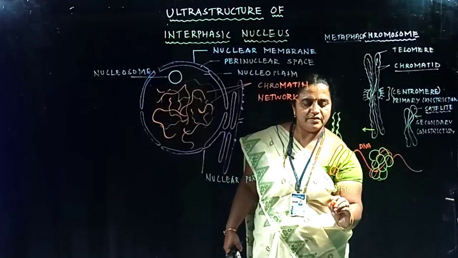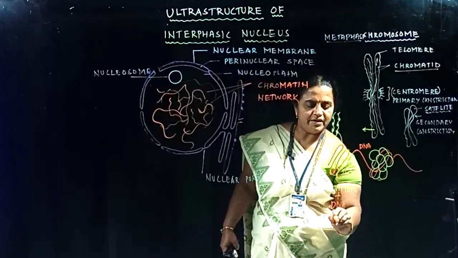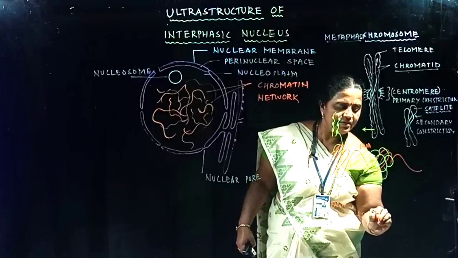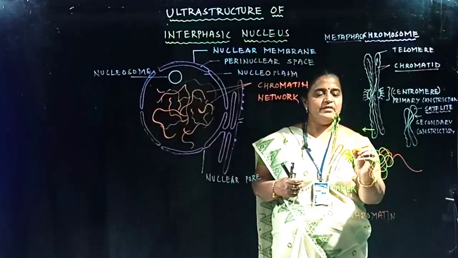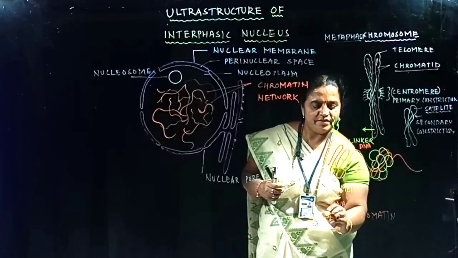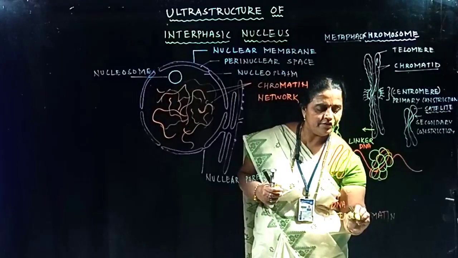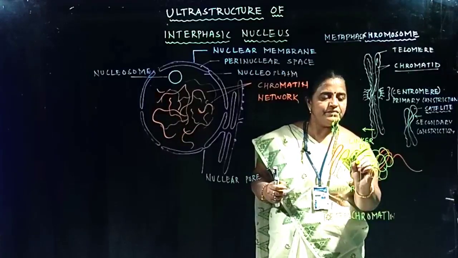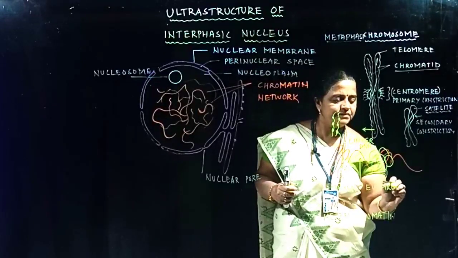Now this region, octamer with DNA, we call heterochromatin. Next year you will learn about this. This is heterochromatin, and this region where we can see only DNA is known as linker DNA. So heterochromatin is composed of DNA and histone, and linker DNA, where histones are not found, we call euchromatin.